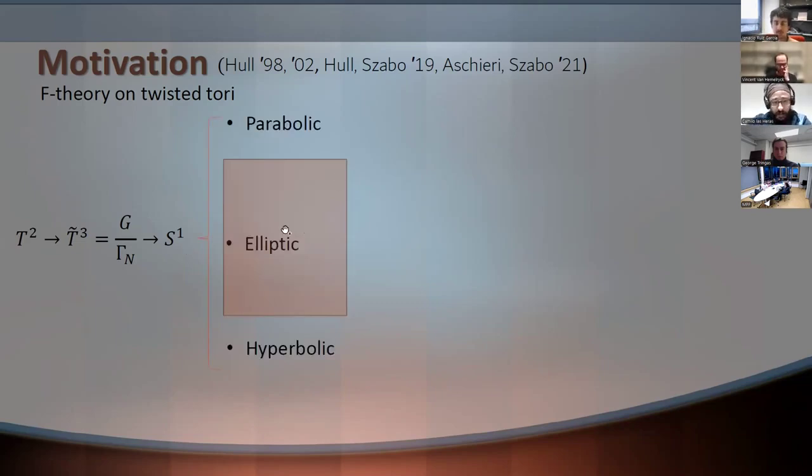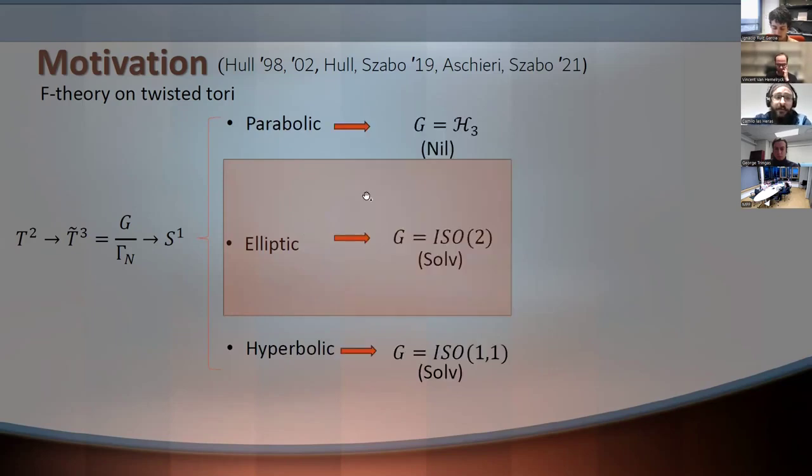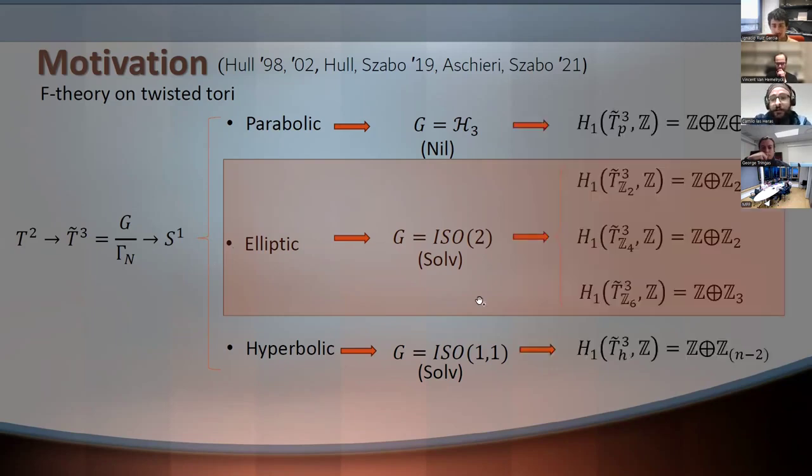So once again, the monodromy can be parabolic, elliptic, or hyperbolic. In the parabolic case, which is the only case where the twisted toroid is actually a Lie manifold, the Lie group is given by the Heisenberg group in 3 dimensions. But in the elliptic and hyperbolic cases, the Lie group is the Euclidean group in 2 dimensions or the Poincaré group. Actually, this was the Sol manifold that was used by Vincent in the previous talk and in his last work to construct the 7-dimensional Sol manifold that he talked about, okay?